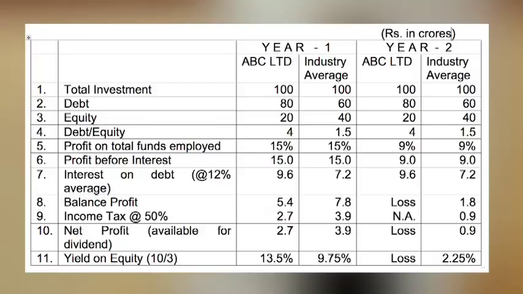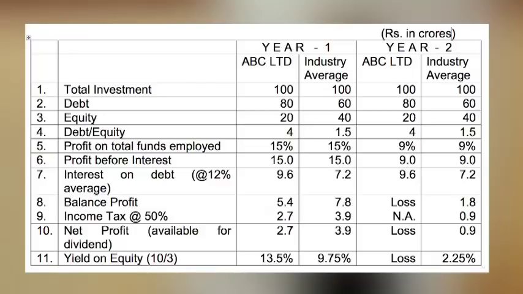The industry average comes to 3.9. So what is the balance available in the first year for the company for declaring this dividend? That is 2.7 crores, and the industry average is 3.9 crores. In the case of the second year, in fact, the company has made a loss.